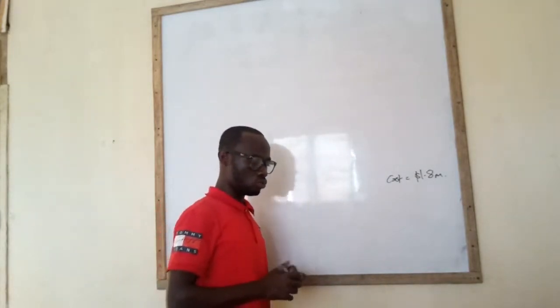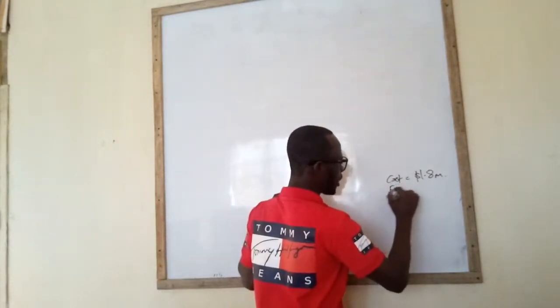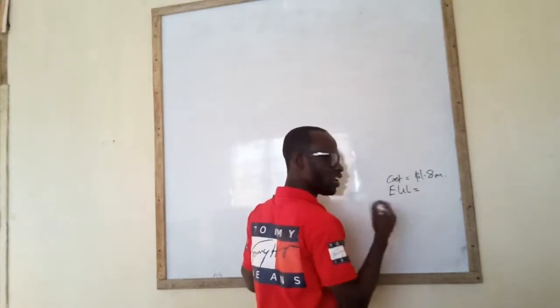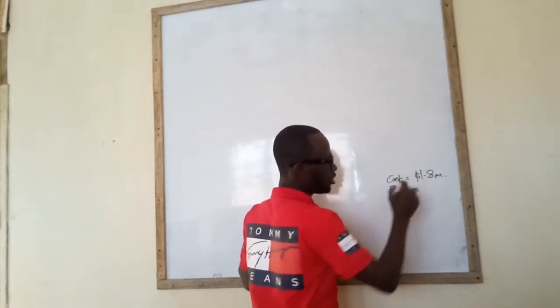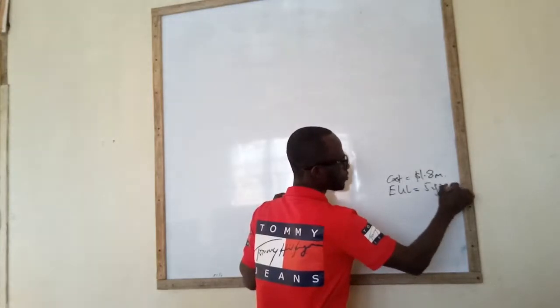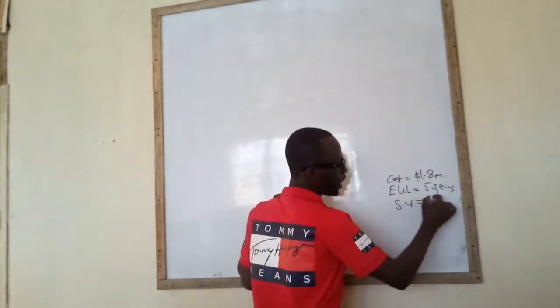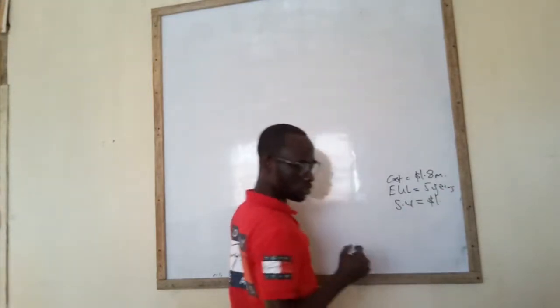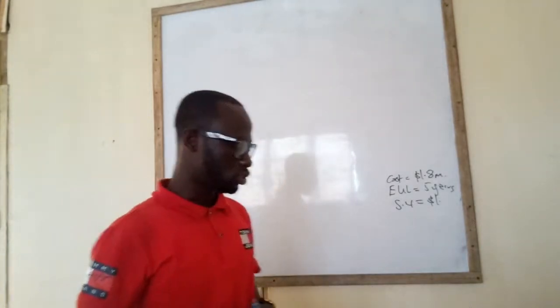So the economic useful life of the asset and of the project we are appraising, in this case, is 5 years. And then our salvage value is $1 million.